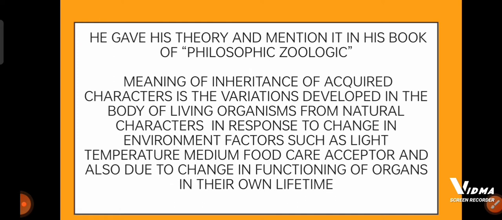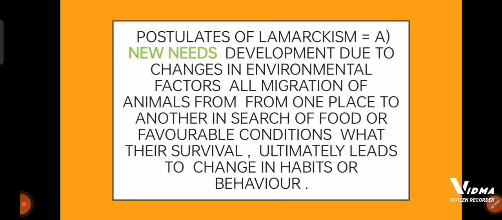So what we got here is that the change in environmental factors plus the structural and functional components of their body leads to the formation of new species by way of inheritance of acquired characters. So this is the main postulate of Lamarck's theory of evolution. Now let's discuss the postulates of Lamarckism.